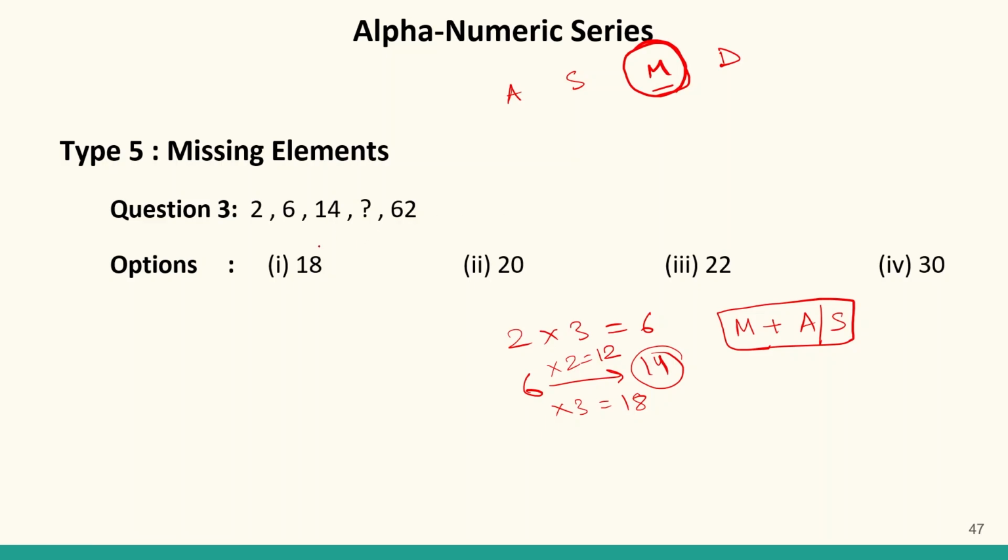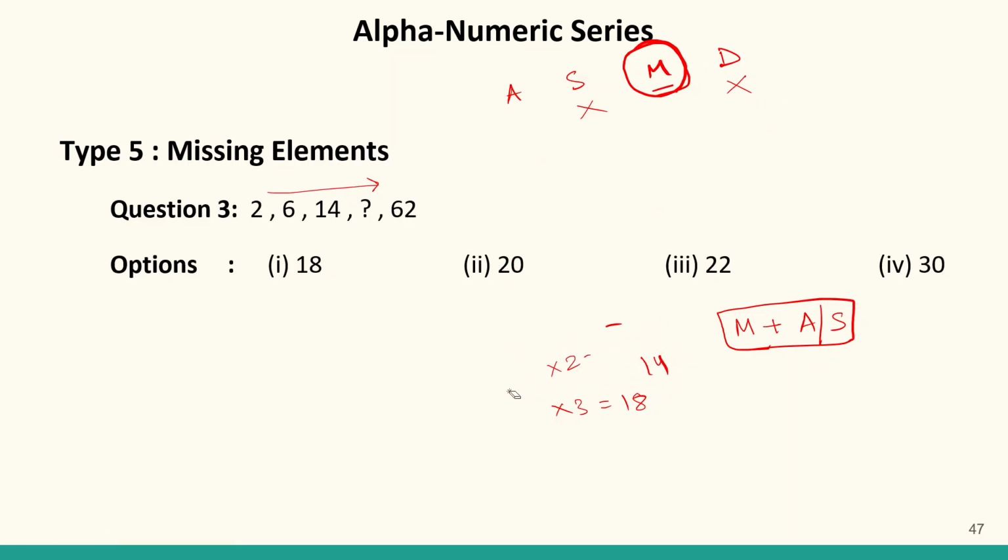Because I tried with addition. This is a big jump, so probably not an addition series. It is going upwards, so probably not a subtraction or a division series, right? So maybe it is a mixture of multiplication and addition series. Can we find out? Let's check.